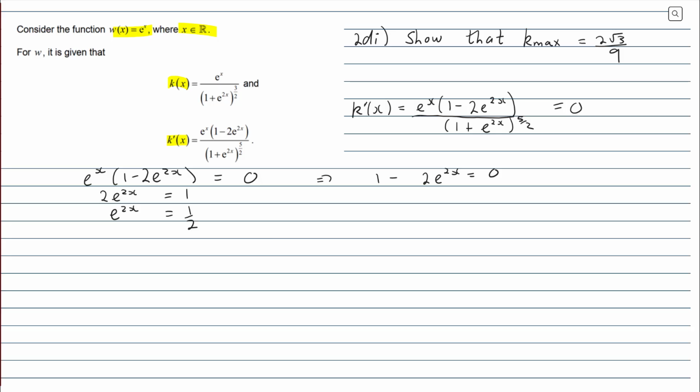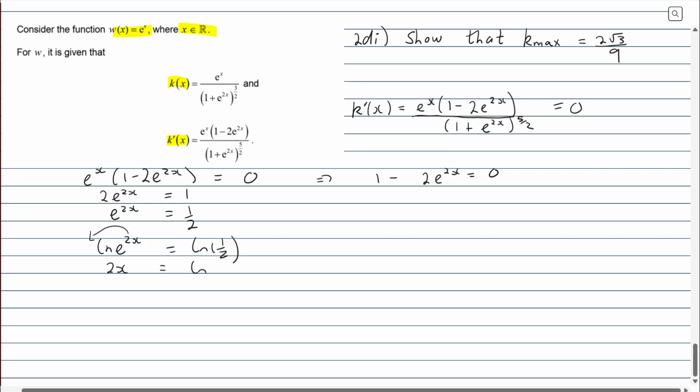And you can kind of skip the next step I'm going to do. At the moment, you can take natural log of both sides. So I'll just write it out in full. So it's ln e to the 2x is equal to ln half. And of course, ln e to the 2x is just 2x. You can use the rules of logs to show that cleanly if you want. You just bring the 2x down there and we get ln e, which is just 1. So we can just write 2x is equal to ln half.